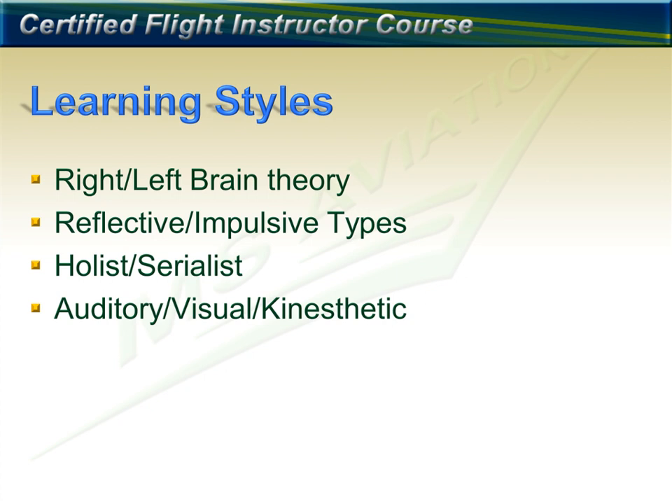A serialist is a person who learns better by taking it step by step and concentrating on one stage at a time. Auditory learners learn easily by listening. Visual learners use their eyes, and kinesthetic learners learn by doing. Kinesthetic learners usually make good stick and rudder pilots, but suffer from the lack of knowledge pertaining to flying. It will help you teach your students better if you figure out what type of learner they are and adjust your lessons to benefit them most.